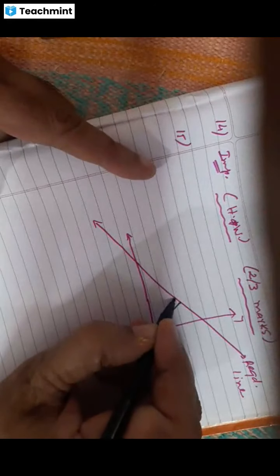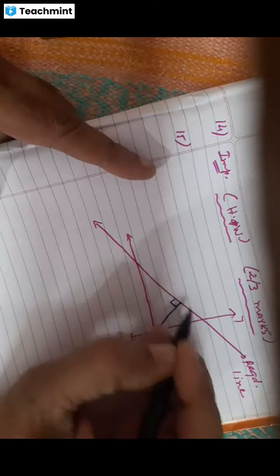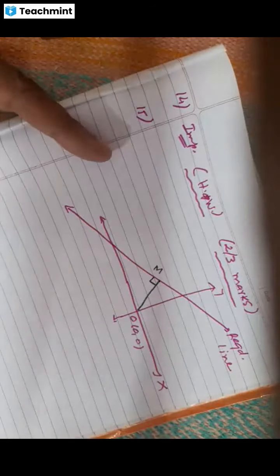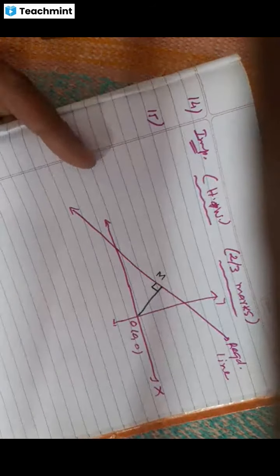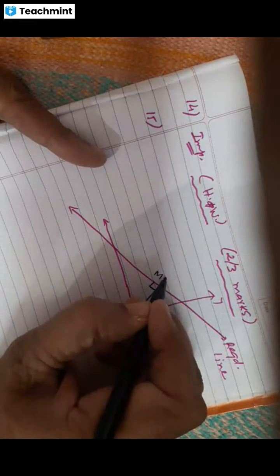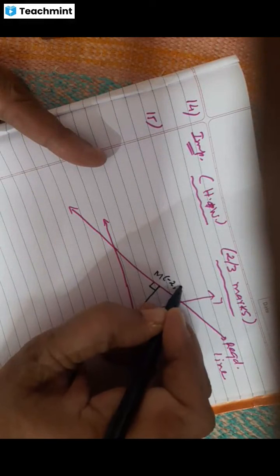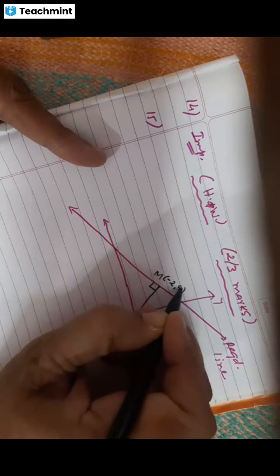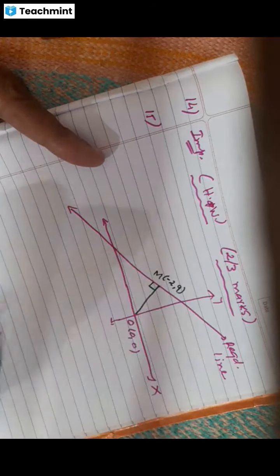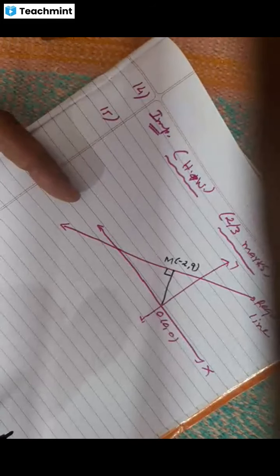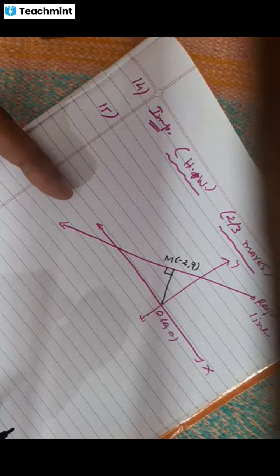ओके, और यहाँ पर हो गया ये परपेंडिकुलर. And if I call this point as M, the foot of the perpendicular is M, then it is given as (-2, 9). Okay, this is given M (-2, 9). Now what is the question asked?